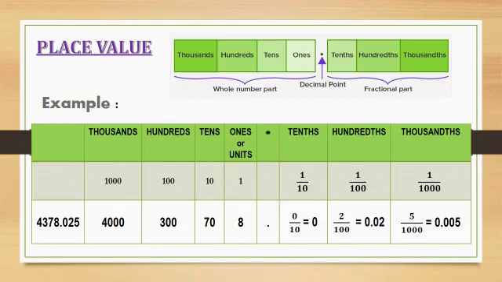So now let's see the place value of these digits. 4 is in the thousands place, so the place value of 4 is 4000. 3 is in the hundreds place, so the place value of 3 is 300. 7 in tens place, so 70. 8 in ones place, so 8. 0 in tenths place, so 0 upon 10 equals 0. 2 in hundredths place, so 2 upon 100 equals 0.02. 5 in thousandths place, so 5 upon 1000 equals 0.005.